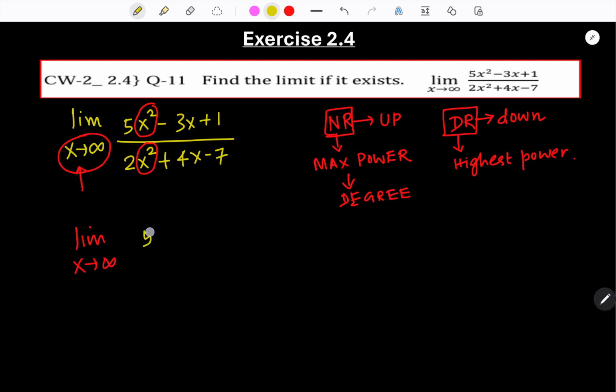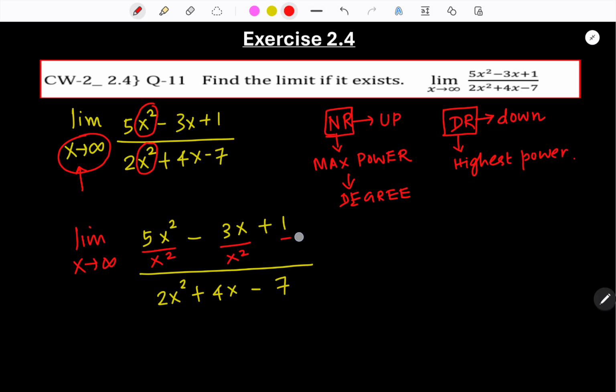5x square minus 3x plus 1 over 2x square plus 4x minus 7. I'm going to divide every term by x square. Why am I dividing? I'm going to use the famous value, which is 1 by infinity is equal to 0. Keep that in your mind.